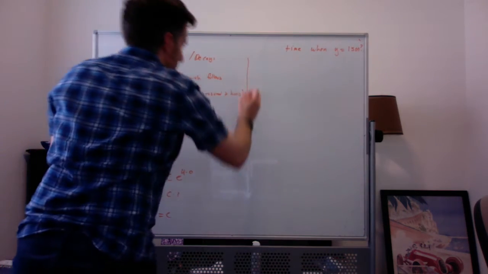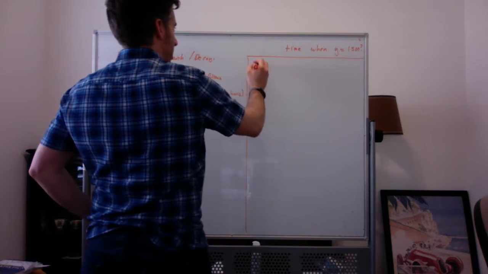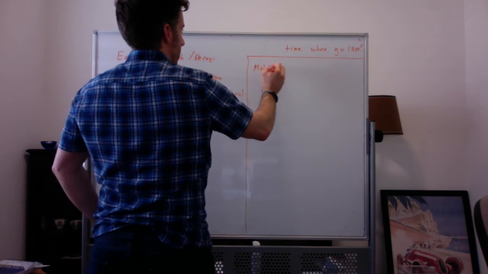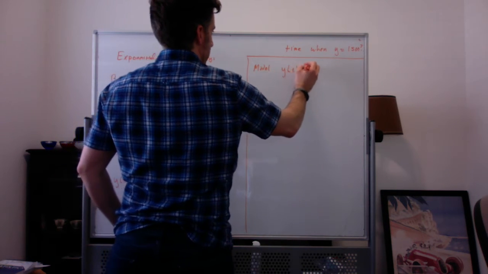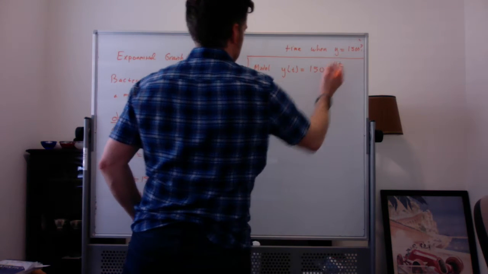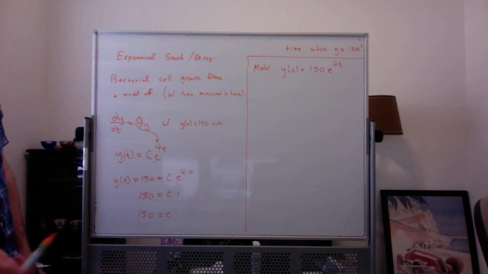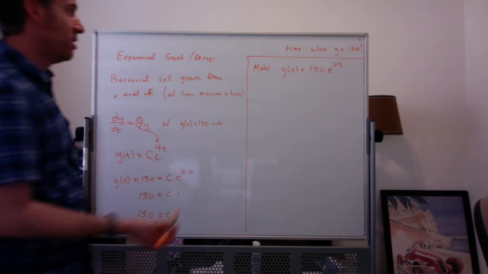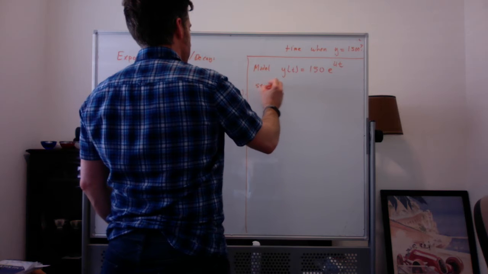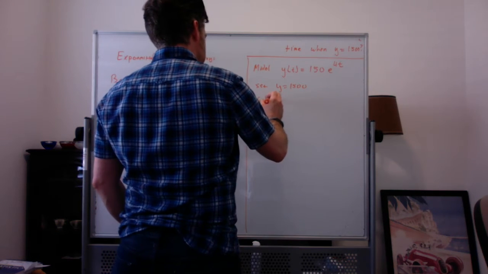Okay, so typically, we always do what we just did to set up the model. So our model is y of t equals 150 e to the 4t. That tells us how much stuff we have at time t. And then we're asking how long is it until we have 1,500 cells? So we're going to set y equal to 1,500, and we're going to solve for t.